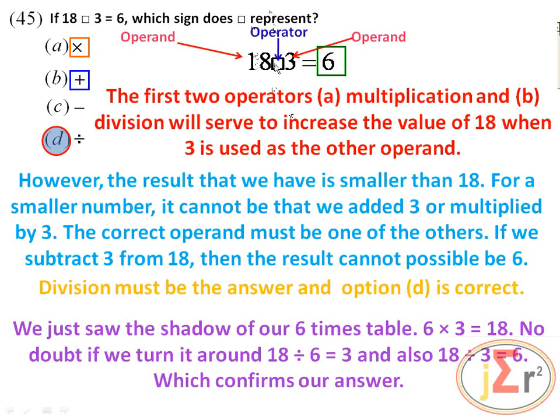So let us see. If we use addition and multiplication, the result is going to be larger than 18. Those two are not correct. 18 minus 3, is that equal to 6? No. So that's not correct. So the other answer has to be the correct answer. And we know that 18 divided by 3 is equal to 6, because if we know our multiplication table, 3 times 6 is 18. So we may use the reverse of our multiplication table when we are dividing, and we will be sure to get our correct answer.